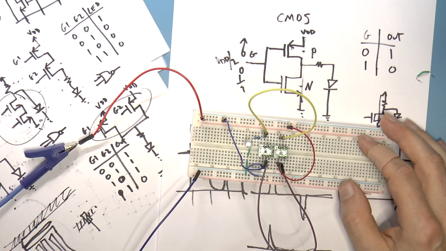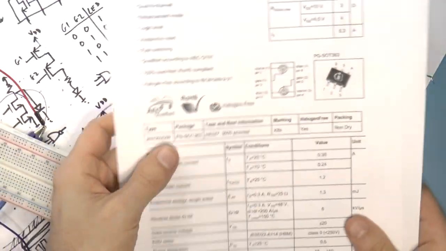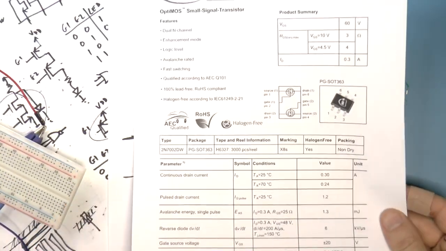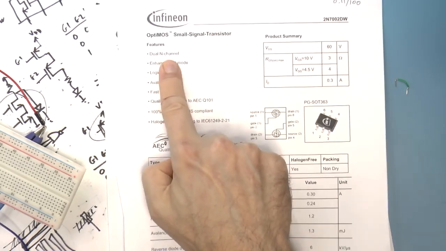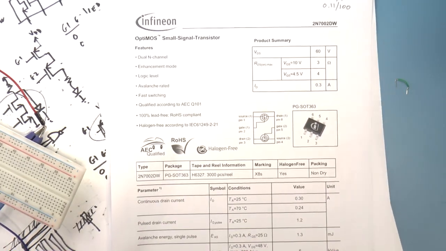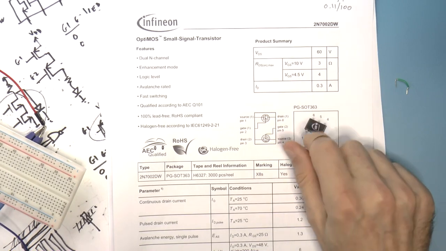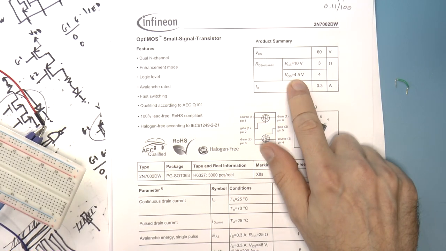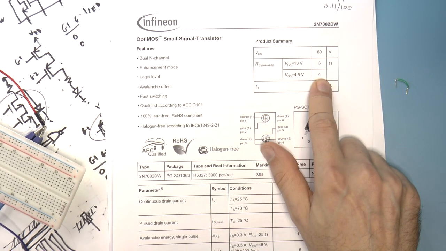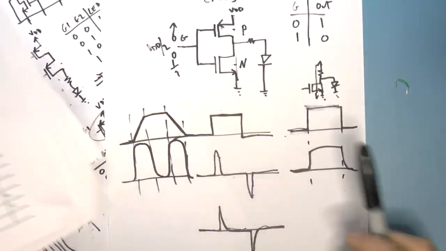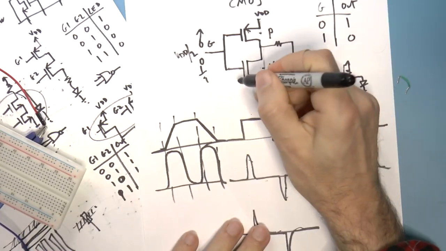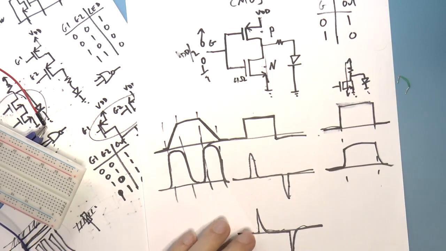Why? Well, let's take a look at the typical on resistance of, what is this, the N channel? Okay. So let's go find the on resistance at VGS is, say, 4.5, fine, whatever. It says 4 ohms, okay? So that means that this transistor here would be 4 ohms.